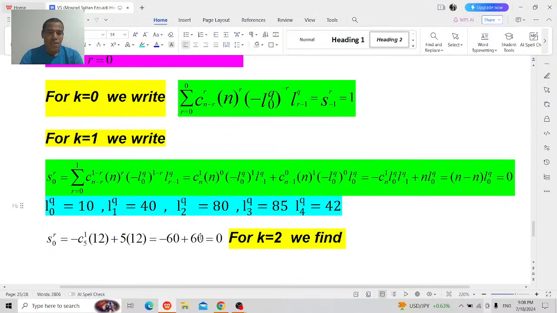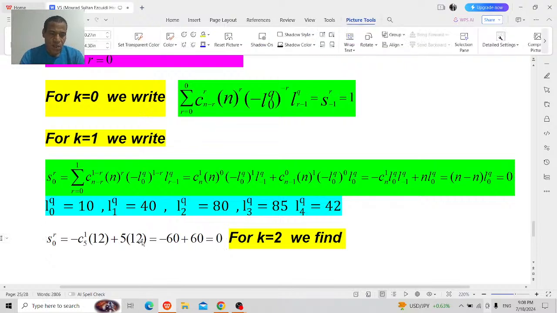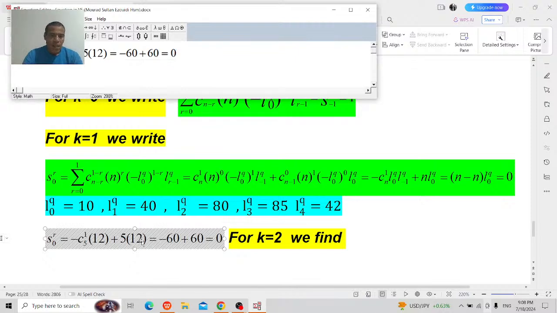So, learners, here it's clear that S0 of order Q 0, S0 of order R is 0. Okay, I'll just calculate this. Here L0 of order R is 10. I should replace 12 by 10. This is the previous example.